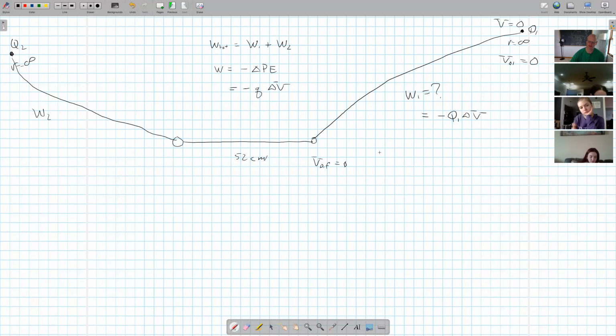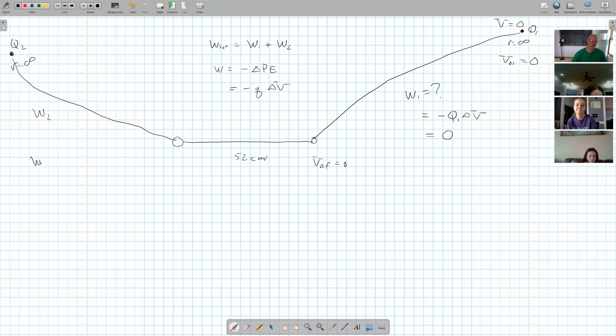So it goes from 0 to 0, which means its change of potential is equal to 0, which means the work done is equal to 0. So that means it took no work for me to move charge Q1 from spatial infinity to this point. It cost me nothing. I did nothing to do it. Okay?